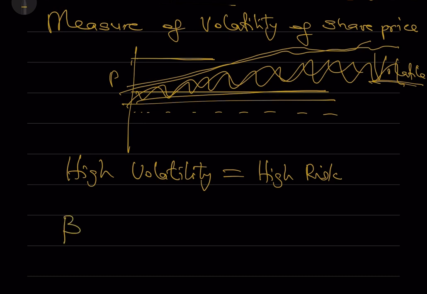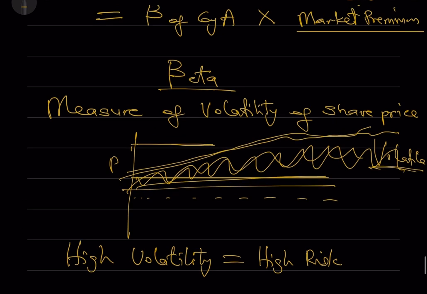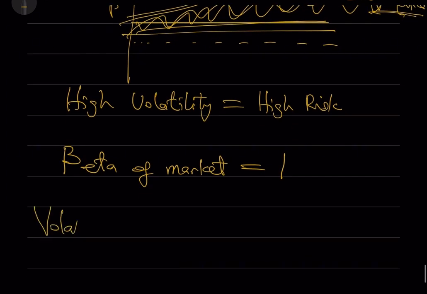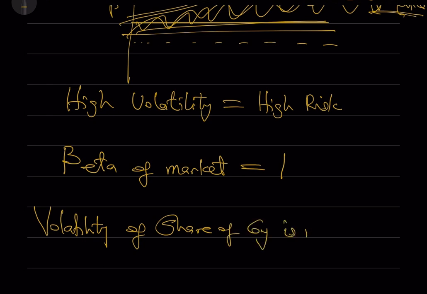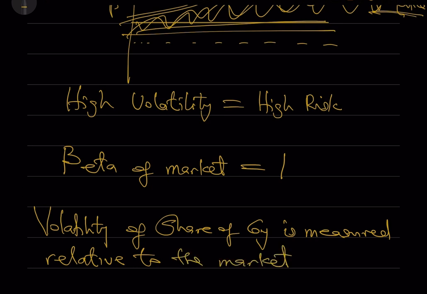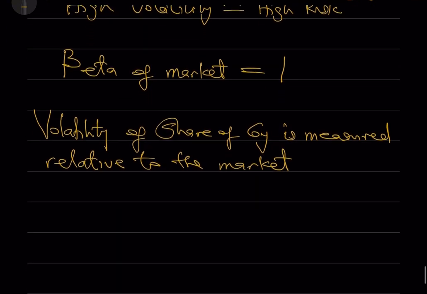And most importantly, please note that the beta of the market is always equal to 1. So the volatility of a company's share is usually measured relative to the market. So when you compare this to the market, how fast is that share price changing? Because the beta of the market is always, let me write in capital letters, please take note, always equals to 1.